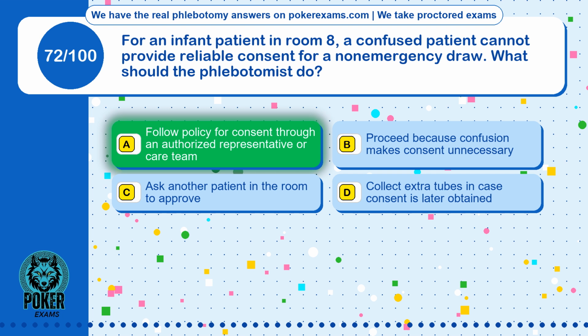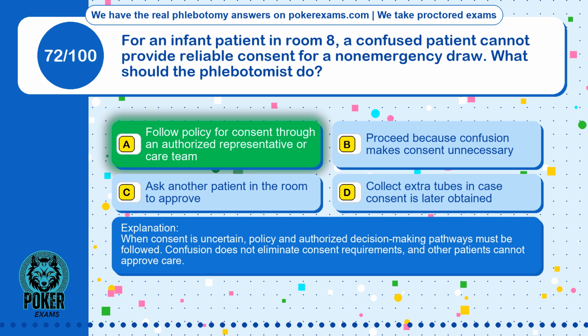The correct answer is option A. Follow policy for consent through an authorized representative or care team. When consent is uncertain, policy and authorized decision-making pathways must be followed. Confusion does not eliminate consent requirements, and other patients cannot approve care.